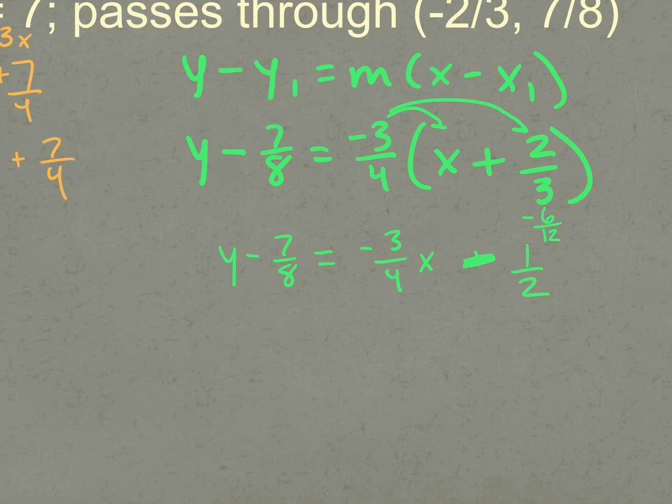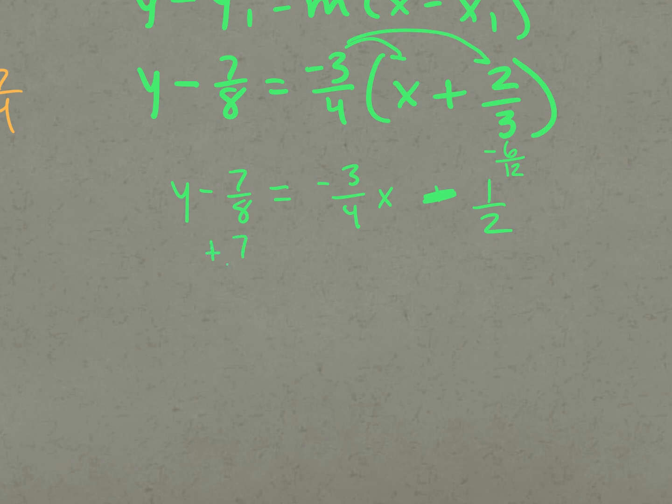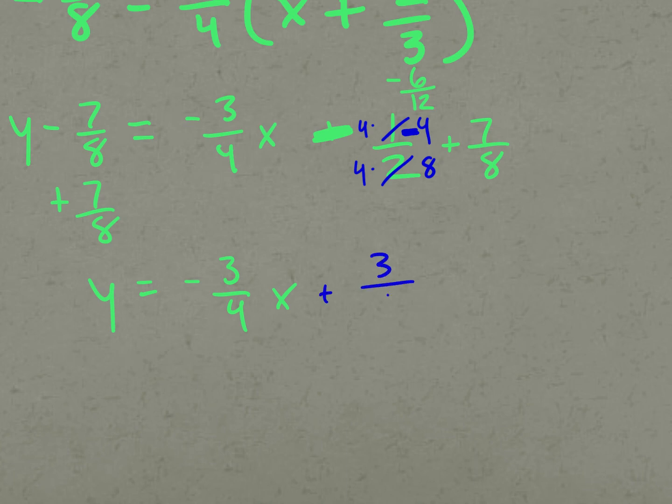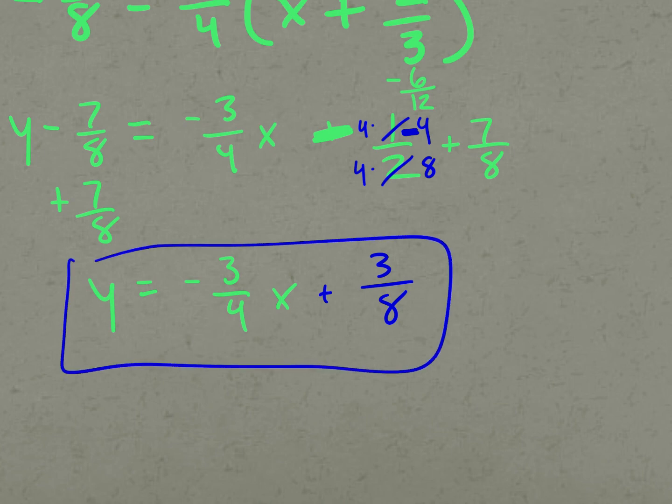What do I need to do next? Add 7/8 to the other side. So y is equal to negative 3/4 x. Then I have negative 1/2 plus 7/8. What do I need when adding fractions? Common denominator. So what can I do to get a common denominator? Multiply the first one times 4 on the top and the bottom. So this would become 4 over 8. So it should be negative 4. So that would be 3 over 8. Good call. Be careful with your signs.